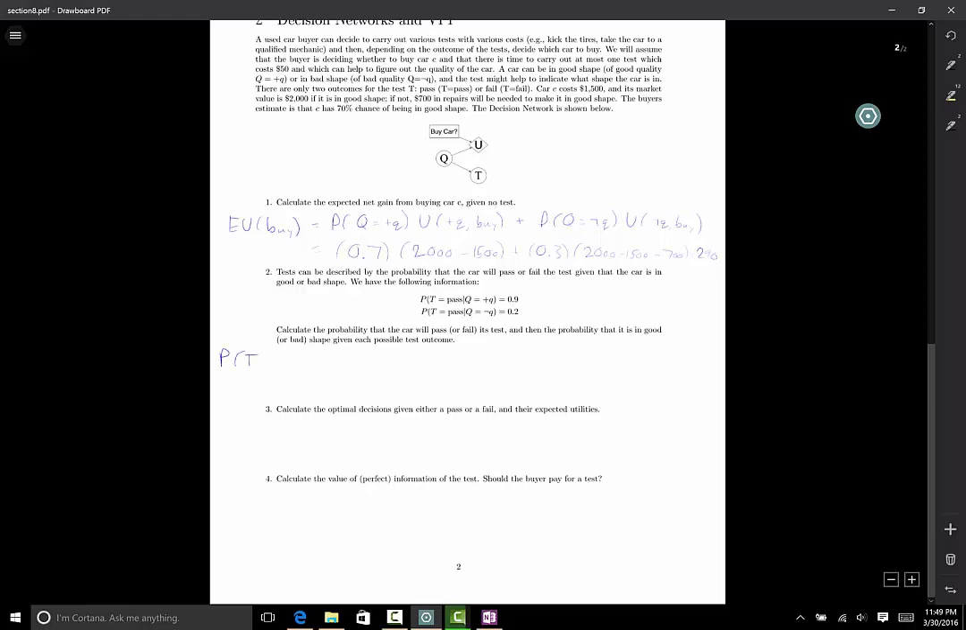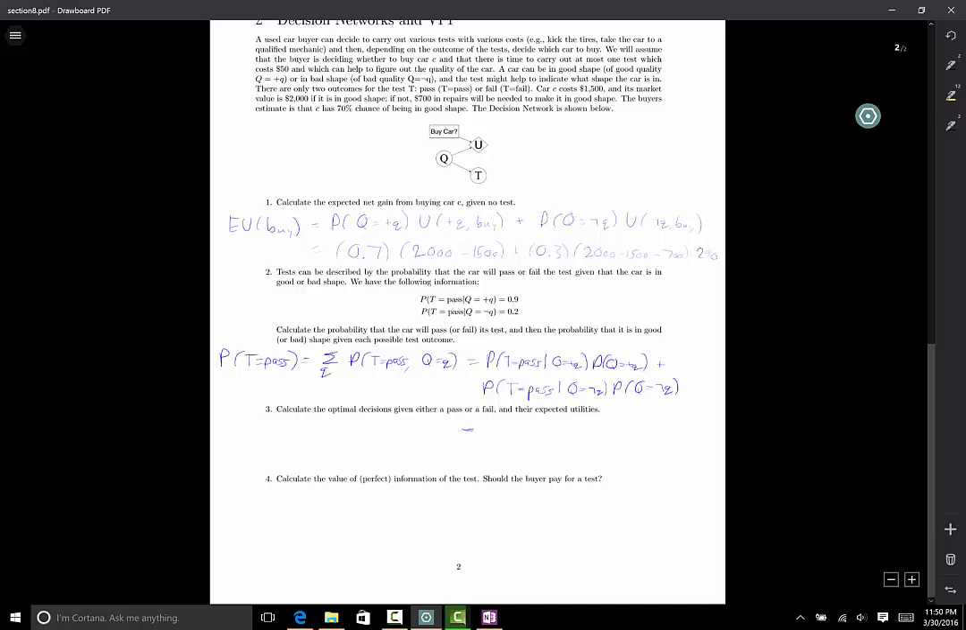So the probability that it'll pass is, we marginalize. So we write this as the joint of t equals pass and q equals some q value, which we're summing over. So we can write this as the probability t equals pass given q equals plus q times the probability that q equals plus q. So this is just the chain rule. Plus the probability that t equals pass given q equals not q times the probability of q equals not q.